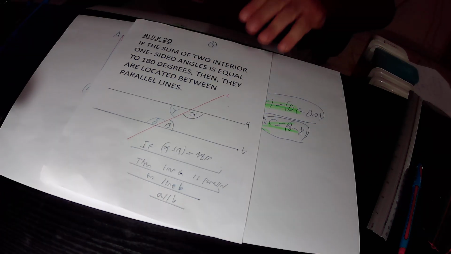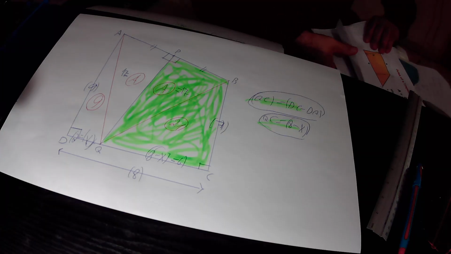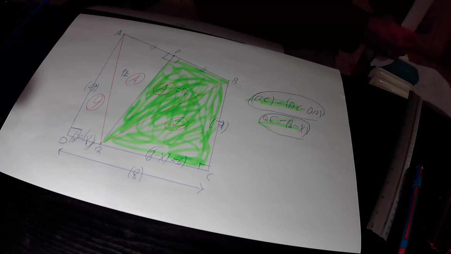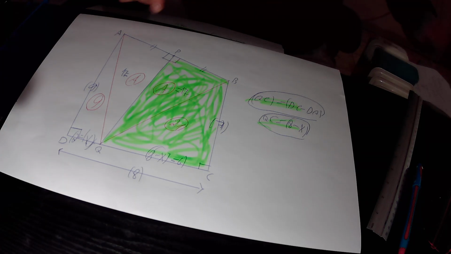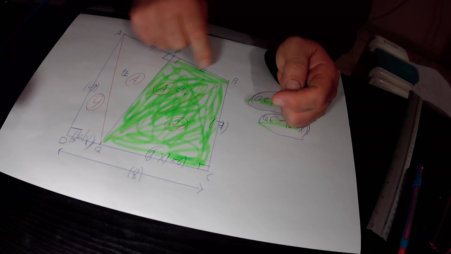We already implemented Rule 20 in our drawing. The sum of those two one-sided angles is equal to 180 degrees, and therefore according to Rule 20, they must be located between parallels. That is to say, AD is parallel to BC.